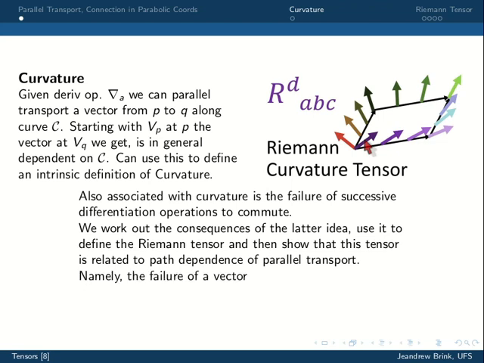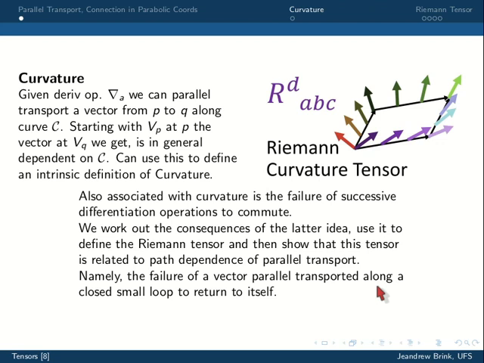So when you have the failure of a vector to parallel transport along a closed curve and return to itself, you basically have your curvature tensor, and this failure is going to be much easier to calculate when we actually have the Riemann tensor itself.